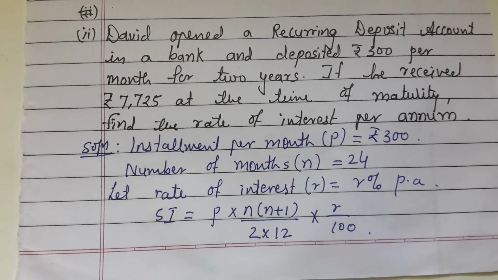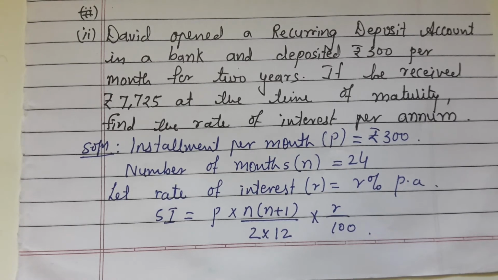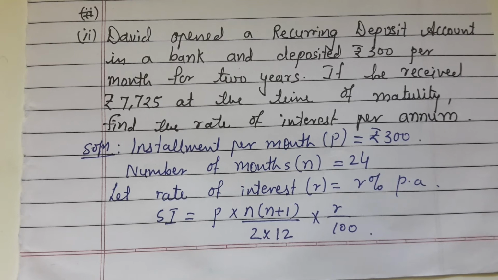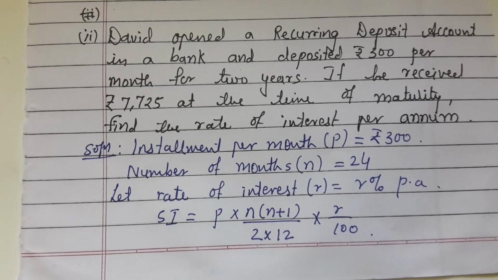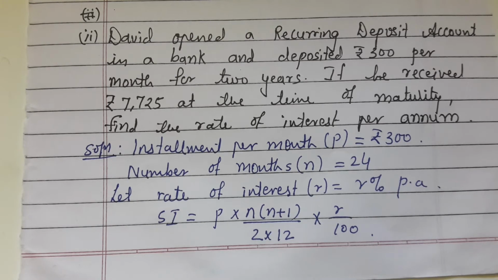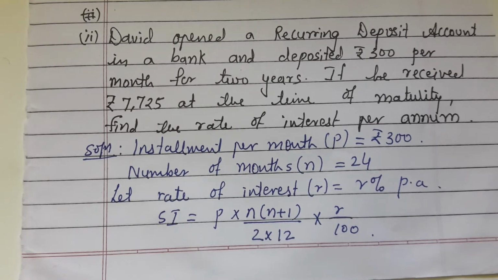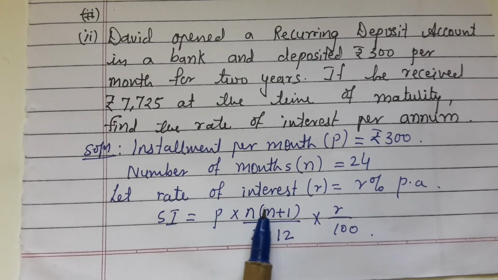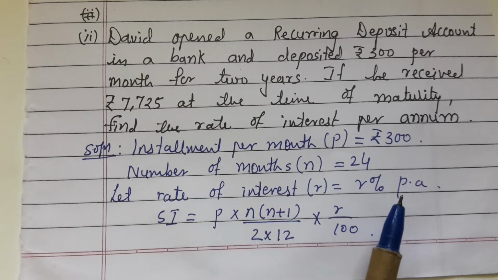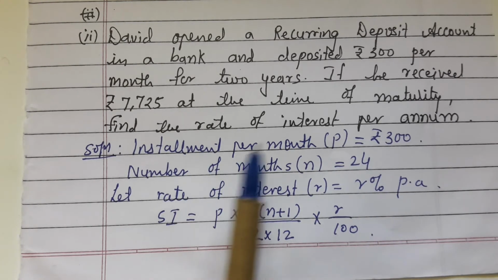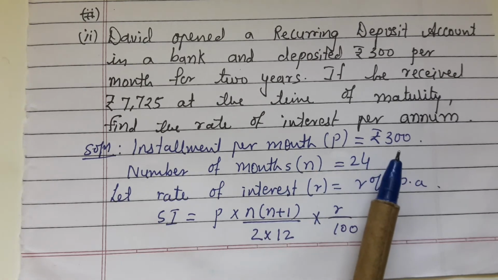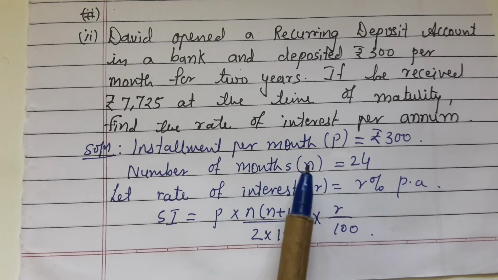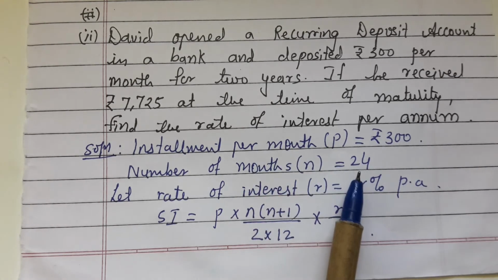Sum 6, second part. David opened a recurring deposit account in a bank and deposited rupees 300 per month for 2 years. If he received rupees 7,725 at the time of maturity, find the rate of interest per annum. So, let the rate of interest be R% per annum. Installment per month P is rupees 300. Number of months n is equal to 2 years, that is 24.